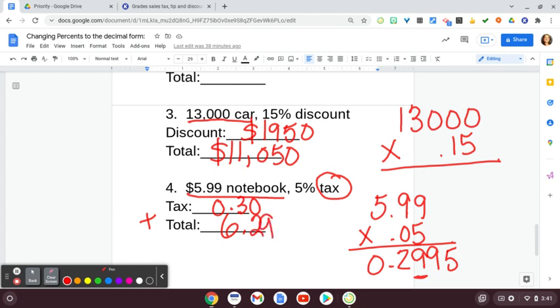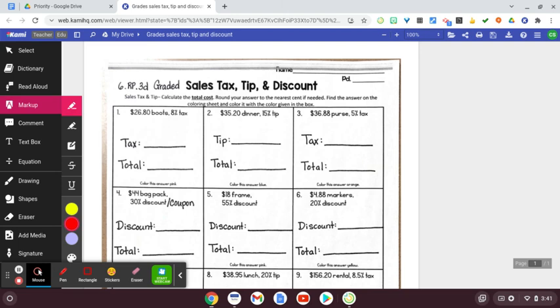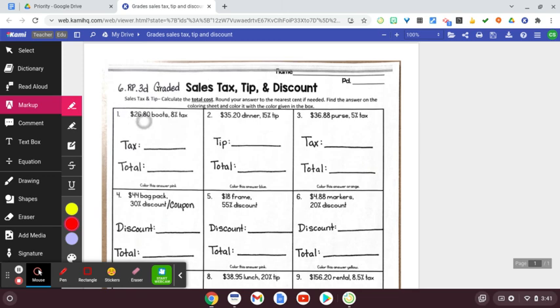So on this next sheet for your graded sales tax tip and discount, you can use a calculator. Round your answer to the nearest cent if needed. Now it says find the answer on the coloring sheet. You don't have a coloring sheet. Just forget all that stuff. So don't even worry about it, okay? So if you take a look at your first thing, 2680, 8% tax, just like our problems. So you're going to put the tax money right here and find out what the total is. So if you need to, double check whether you're doing a tax, tip, or discount. So take your time on this.